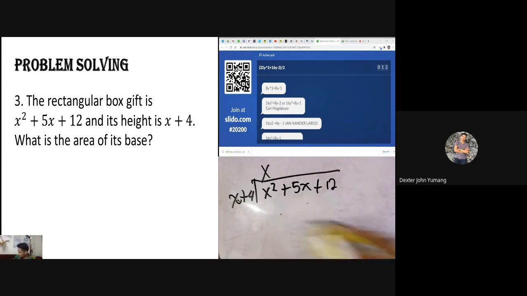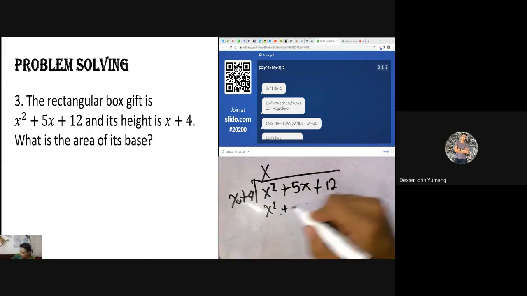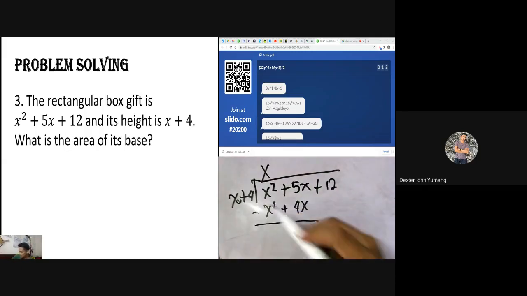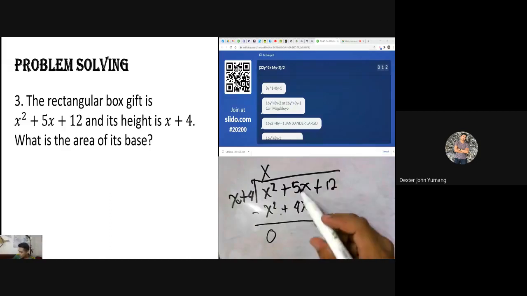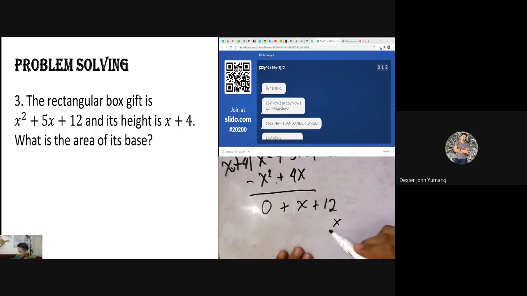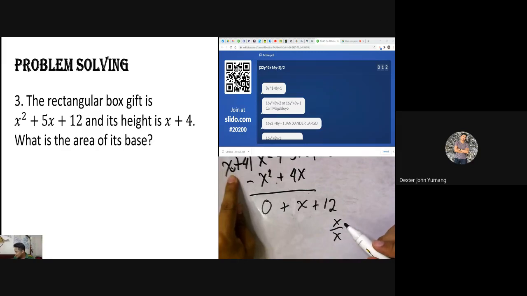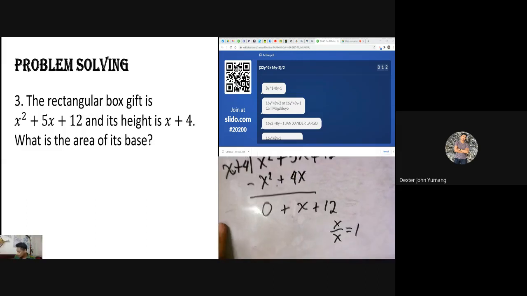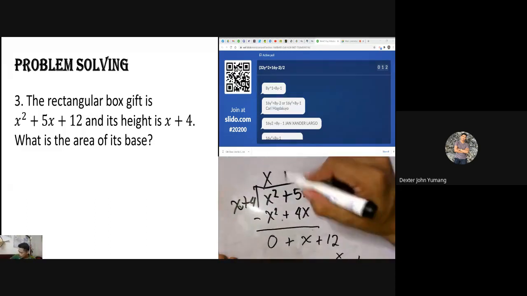Okay, isusulat agad natin ang sagot dito. X squared plus 4x. Then we are going to subtract it. So x squared minus x squared, that is 0. 5 minus 4, that is 1. And their variable is x. And 1 is invisible, so pwedeng isulat na lang si x. Okay, next, bring down 12. We are now going to divide x and x. Saan galing si x? Ito po si x, i-divide natin dito kay unang x sa taas. Nakuha? So that is, kung meron kang x, i-divide mo sa x, the answer is always 1. Kasi pareho man sila. So plus 1 dyan sa taas.